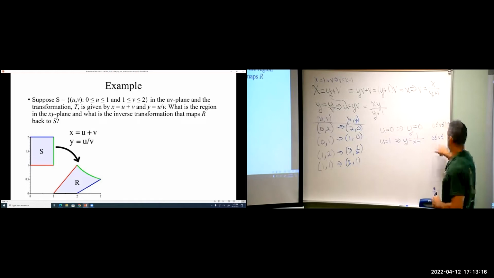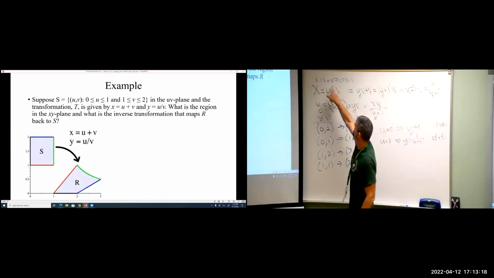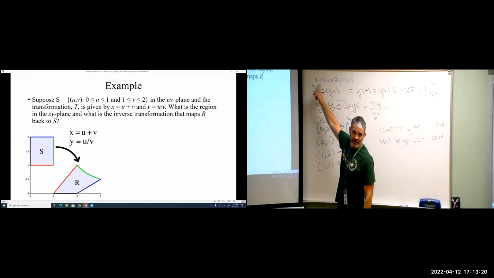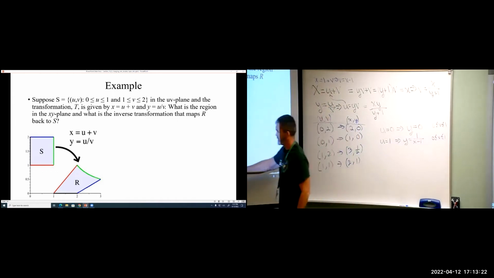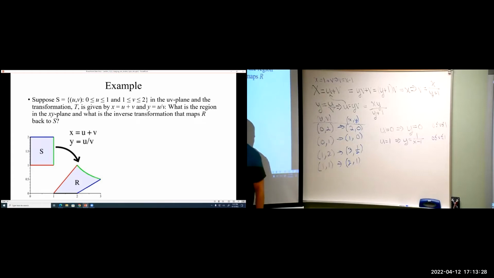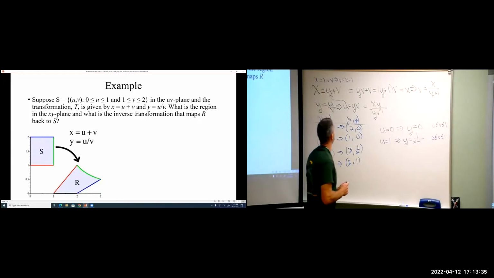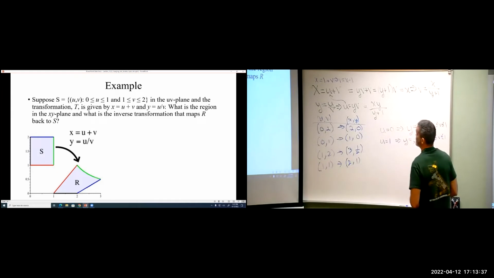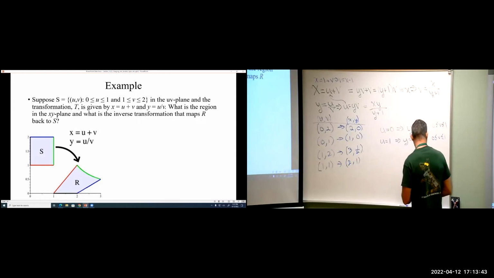Well, if v goes between 0 and 1, and x is 1 more than that, x is going to go between 2 and 3. So x from 2 to 3, we basically get this piece of the graph of 1 over x minus 1. Okay, and let's just finish this one off just because we've come this far. So we'll do the blue one.